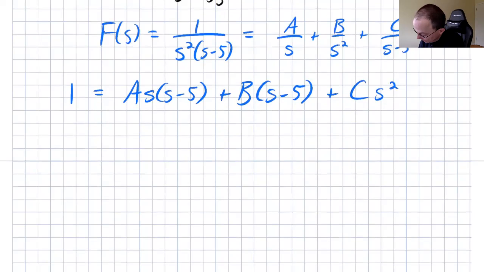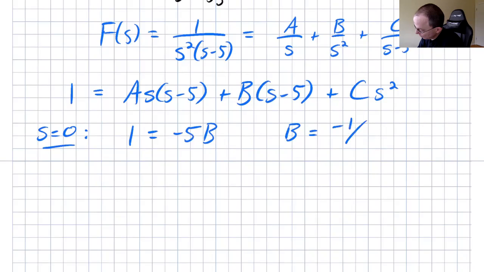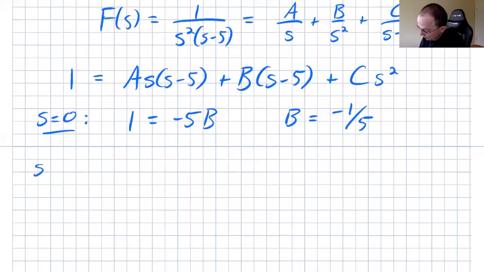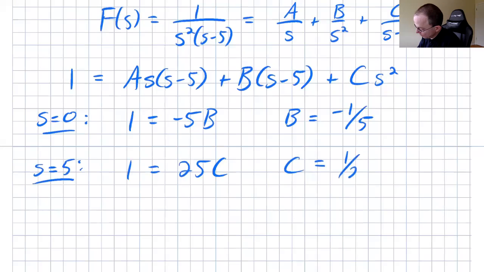So let's start with s equals 0. We get 1 is equal to minus 5b. So b is equal to minus 1 over 5. Then we do s equals 5. That gives us 1 equals, let's see, I'll get 25 times c. So c is equal to 1 over 25.